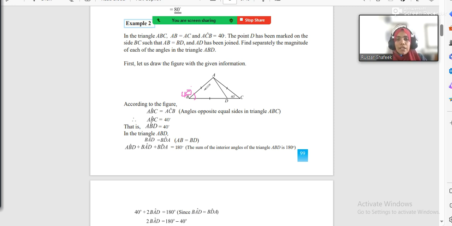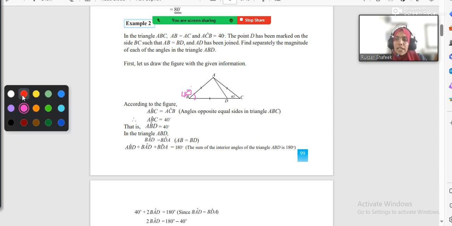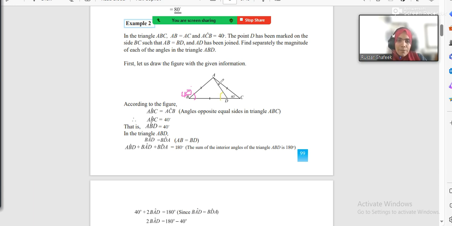Now, in the triangle ABD, AB is equal to BD. So I'm going to look at the opposite sides for this. In the triangle ABD, opposite to AB is ADB, and opposite to BD is angle BAD. So these are the two angles that are equal in this case. Now what do we have to find here? Find separately the magnitude of each of the angles in the triangle ABD. So we have to find these three angles here.